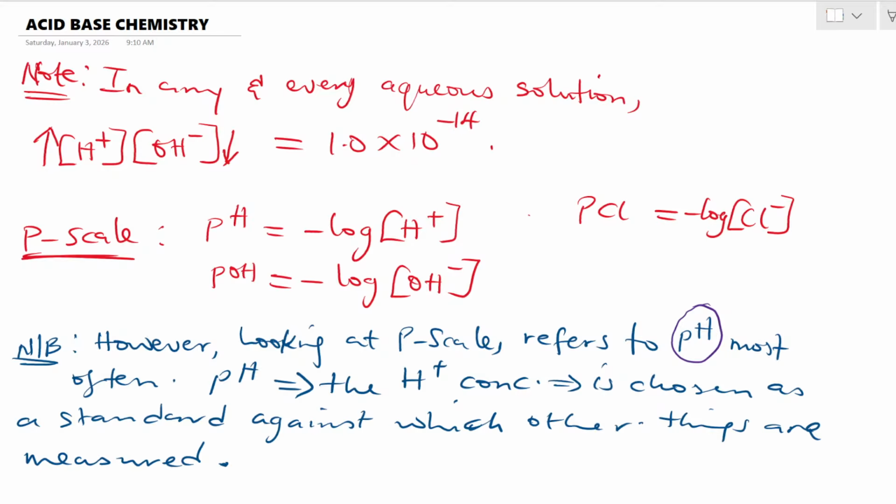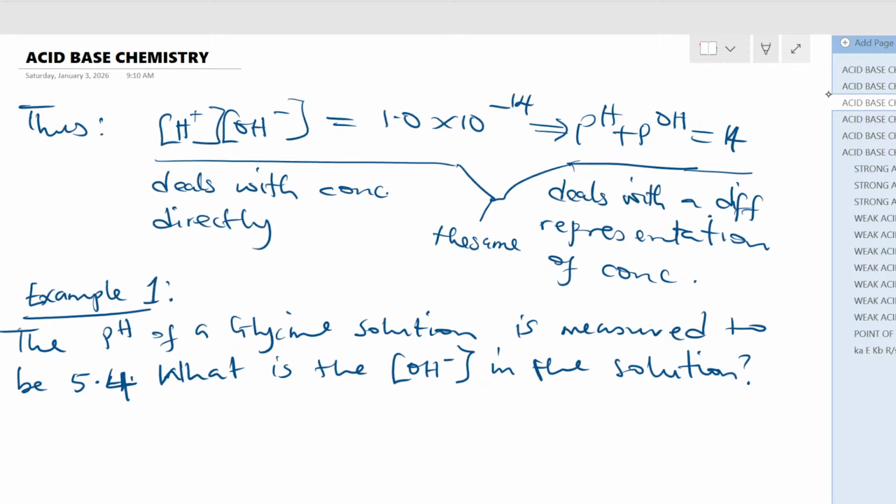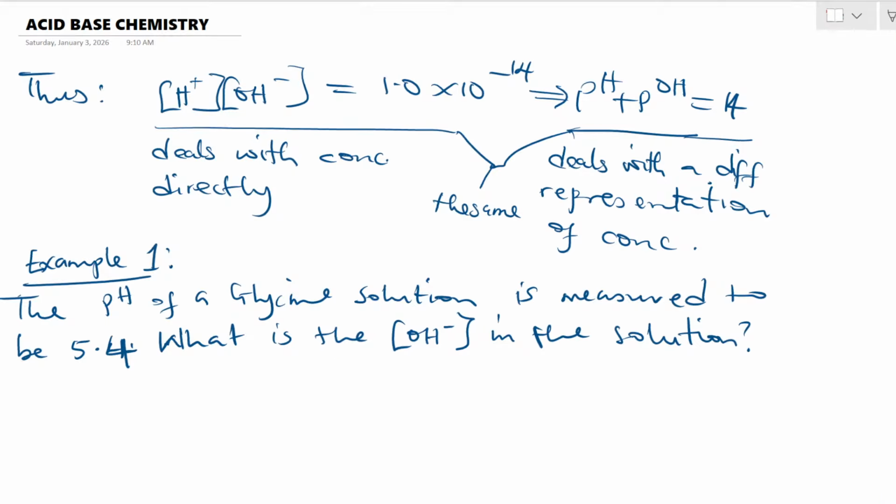Thus, going to the next page right now. Thus, this constant is always 1.0 times 10 raised to power minus 14. And I did say that this also implies that pH plus pOH is equal to what? 14. Remember that our P scale is numbered from 1 to 14, where 1 to 6.9 is acidic, we have 7 as neutrality, and 7.1 to 14 is what?